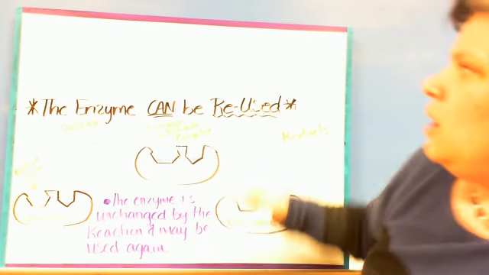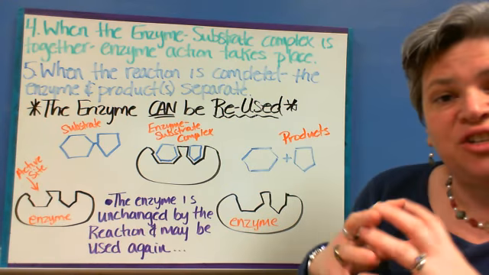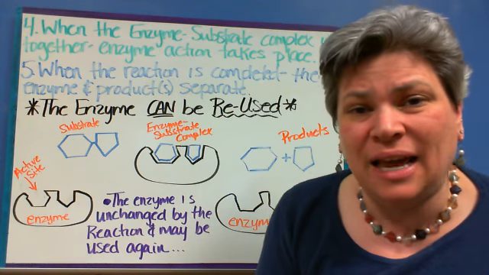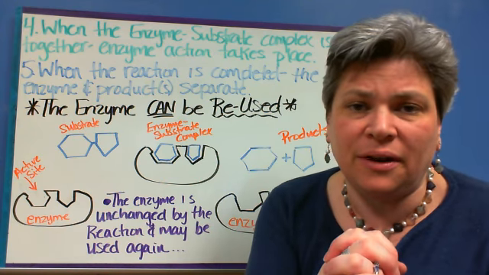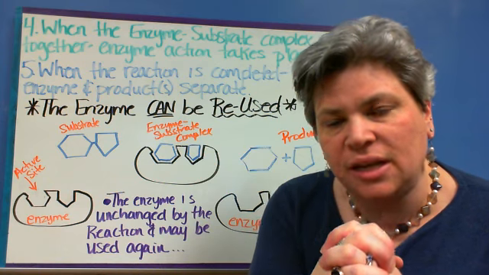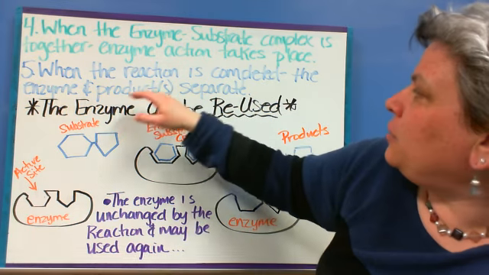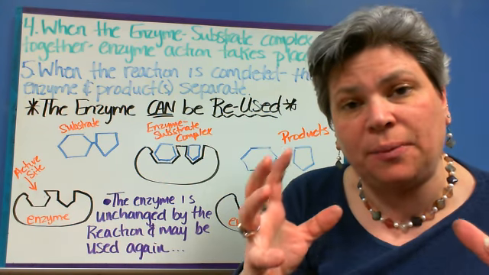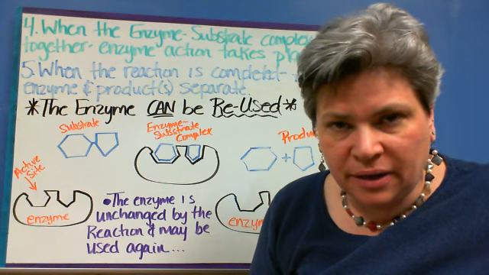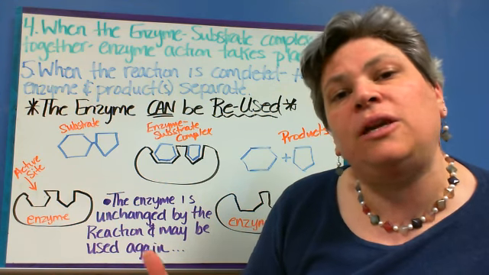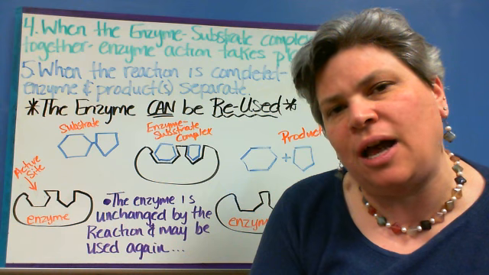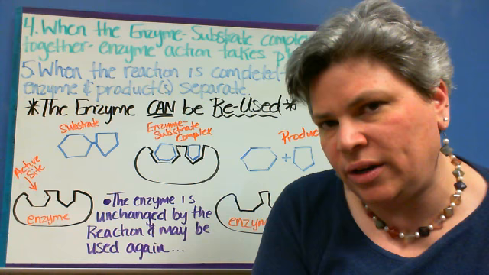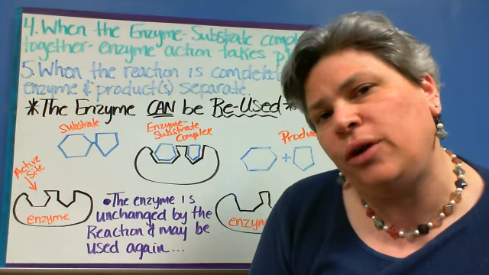Step number 4, when the enzyme-substrate complex is actually together, that's when enzyme action is going to take place. And really, that makes sense. If the enzyme and substrate have come together, then the action, whatever that action is, will be able to occur. When the reaction is complete, the enzyme and the products of the reaction are going to separate. The products go on to wherever they need to be, and the enzyme can then be reused to do exactly the same job again. Remember, enzymes are highly specific, so they're only going to do one job, and they'll do it over and over and over again.